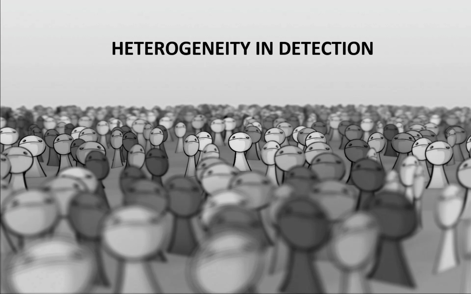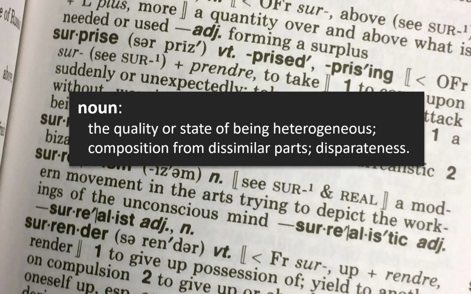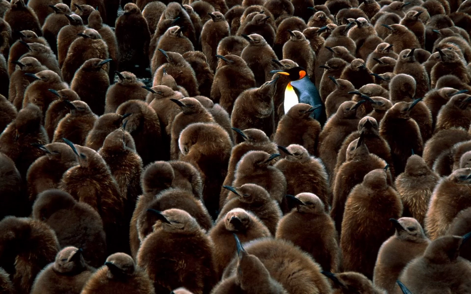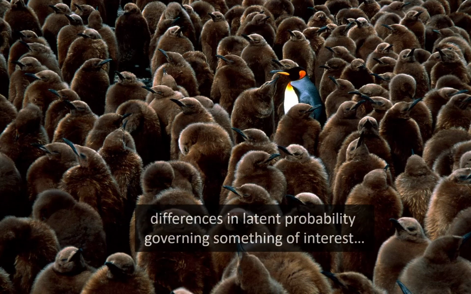So let's talk about heterogeneity in detection and how it influences abundance estimation. The notion of heterogeneity is defined formally as the quality or state of being heterogeneous: composition from dissimilar parts, disparateness, differences. So we imagine the population consists of different animals with different kinds of coins that they're flipping, and that heterogeneity is something we might need to account for in our estimation. Here's a cheap visual to show you the extreme of heterogeneity. The assumption, of course, is that they're all the same, but if you have some that are different, what happens?